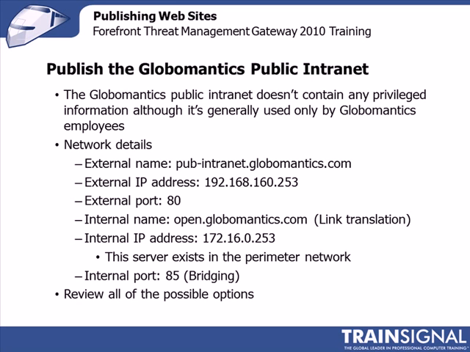The internal IP address is 172.16.0.253. And this server exists in the perimeter network for GlobalMantics, not internal. And it's also running on port 85, so we're going to be using bridging to bridge between port 80 and port 85. And we'll review all of the possible publishing options when we get into that scenario. And we're going to go over right now to the GlobalMantics Threat Management Gateway environment and configure this publishing rule.